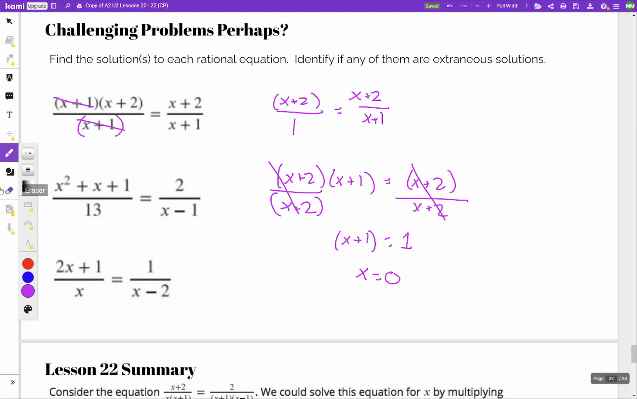So if you go back to the original expression, is that really true? Does 0 work? Well, let's try it out. You get 0 plus 1, so you get 1. Let's check it: 1 times 2 divided by 1 equals 2 over 1. Yeah, it works. 0 is a solution. Fascinating.